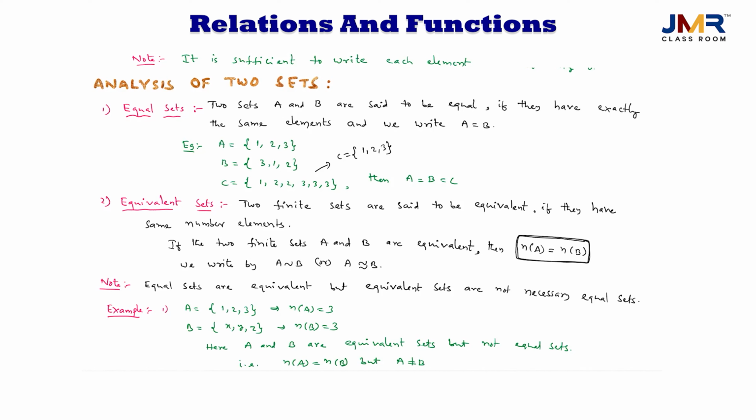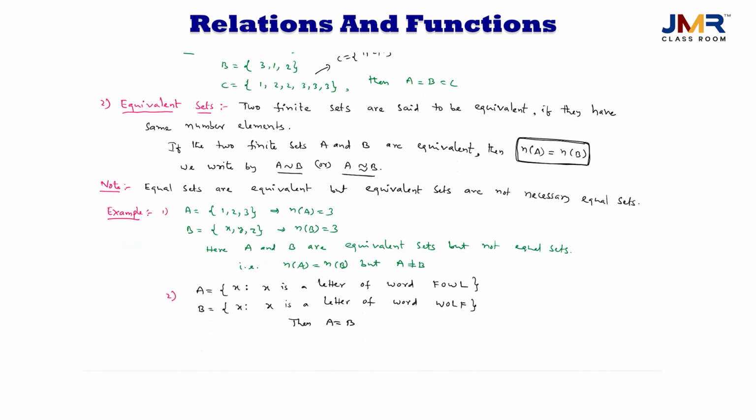We write it as A is similar to B, means A is equivalent to B, or A is double-arrow equivalent to B. N of A equals N of B, then the two sets are said to be equivalent sets. Here one important point: equal sets are equivalent, but equivalent sets are not necessarily equal sets.